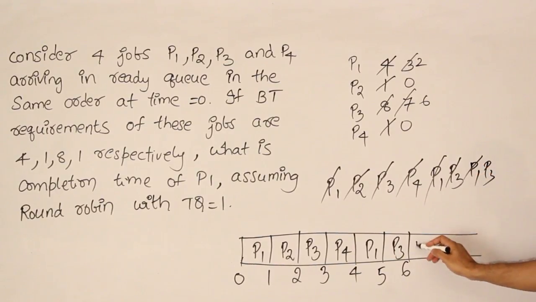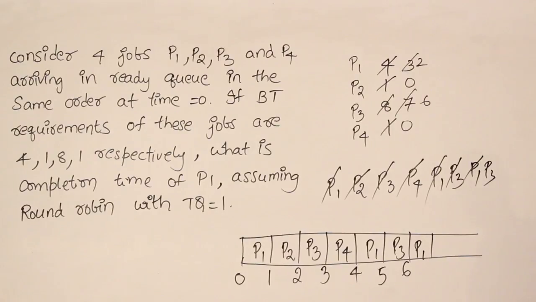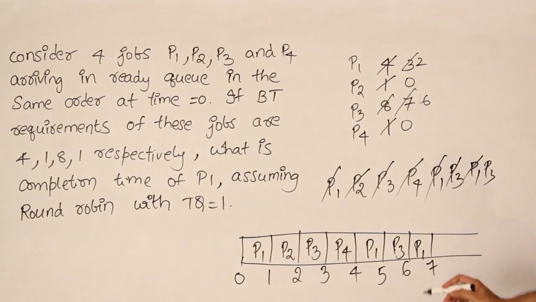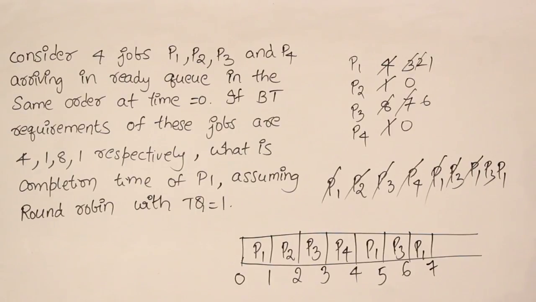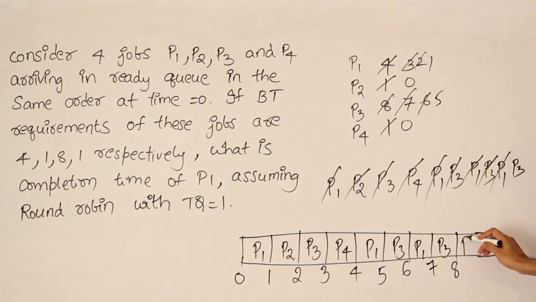And next one that will be chosen is P1, and it will run till 7, right? Therefore it will be 1. And should I put it back? Yes, I need to put it back, because we require 1 more unit, right? And next one that will be chosen will be P3, and P3 will run for 1 unit till 8, therefore the remaining time is 5. Should I put it back? Yes. And next one that will be chosen will be P1, right?